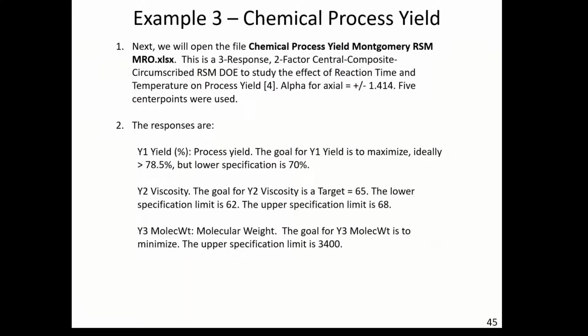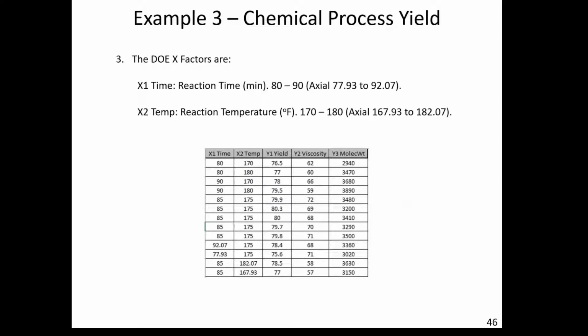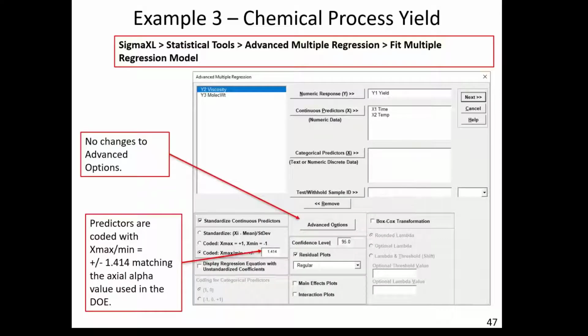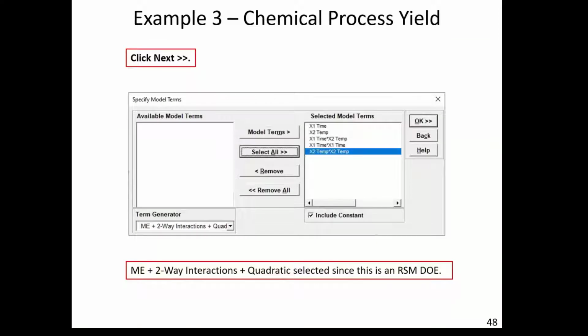So this is a third example, a chemical process yield, and the responses are yield, viscosity, and molecular weight. It's quite a popular example because it comes out of Douglas Montgomery's textbook, and that's a popular book on designed experiments. When we go through, this is the actual data, and we do exactly what we did before. We just build the models for each.